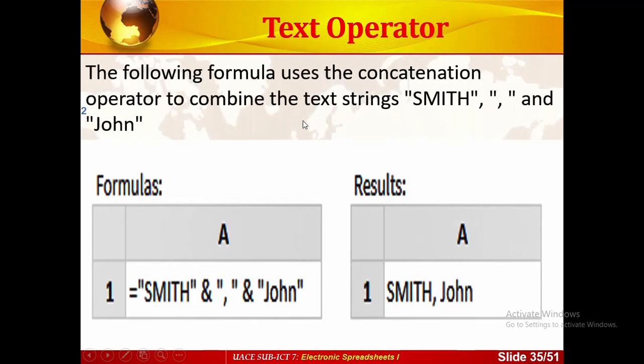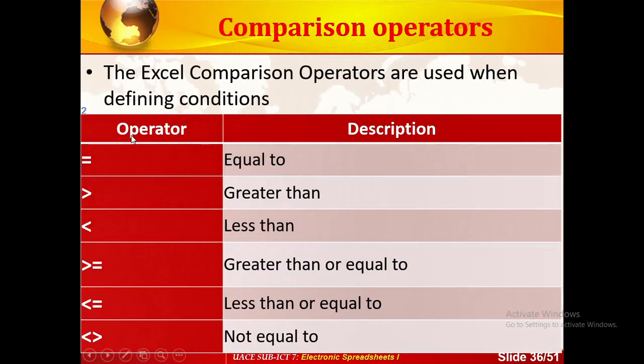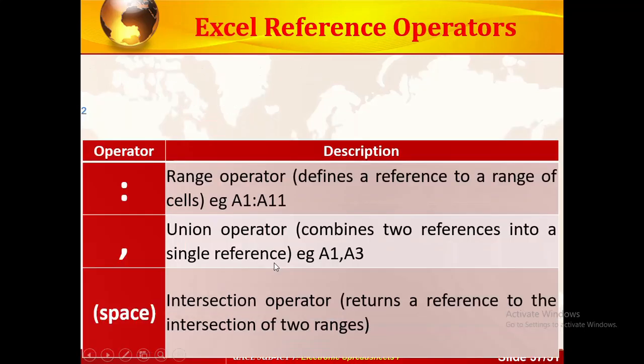Then we have the text operator. These use text or strings, and then you can come up with the results. You can use the ampersand, you can use commas, you can use quotes, then you come up with a word. Then we have comparison operators, when you need to compare values, like equal to, greater than, less than, greater than or equal to, less than or equal to, and not equal to. So all these are our operators.